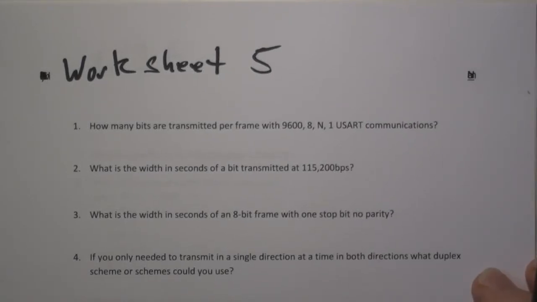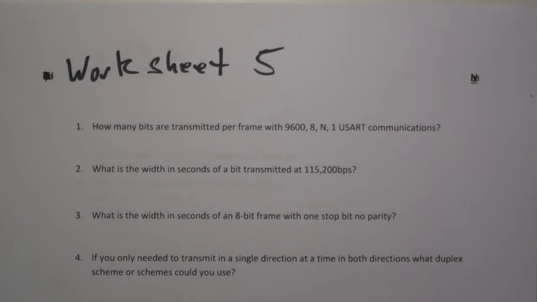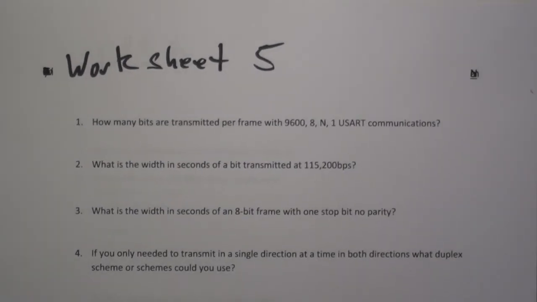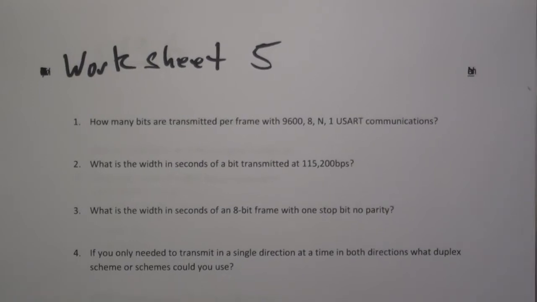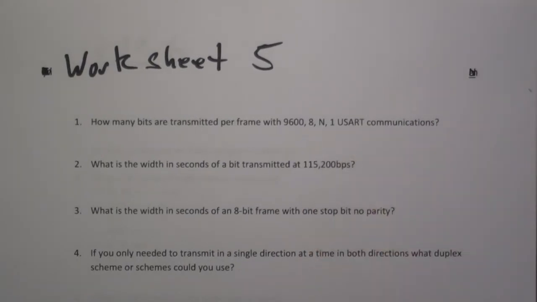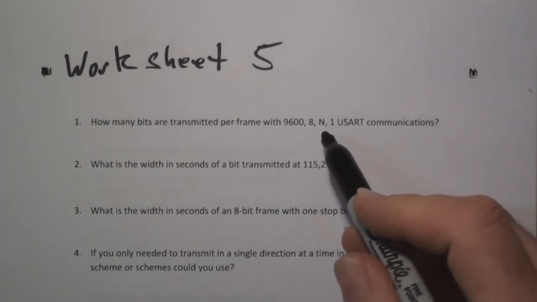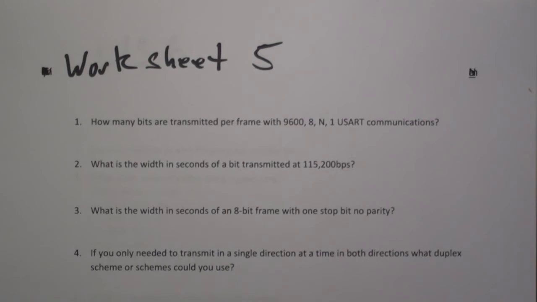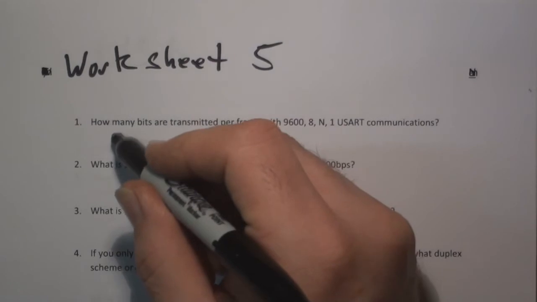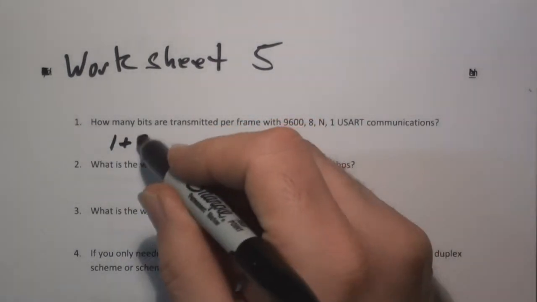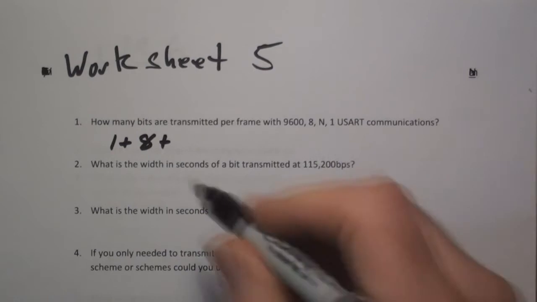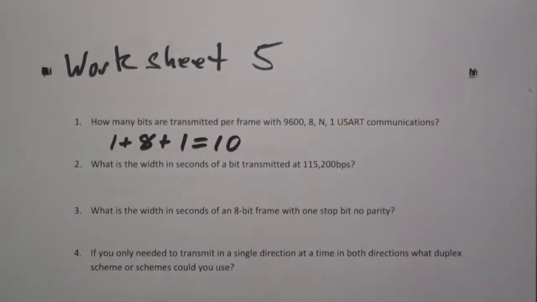Okay, here's the solutions for Worksheet 5. So, how many bits are transmitted per frame with 9600 8-N-1 USART communications? Well, 9600 refers to the speed, bits per second. 8 is the bits per frame. N is no parity, and 1 means one stop bit. And every frame has a start bit, so you have one start bit plus 8 data bits plus one stop bit, so that's 10 bits per frame.